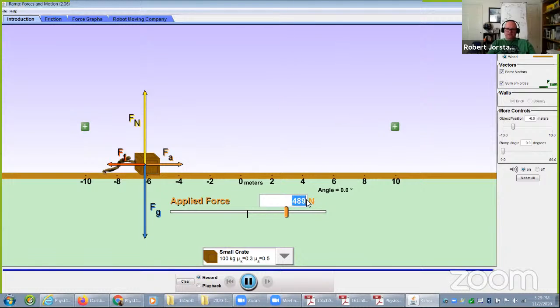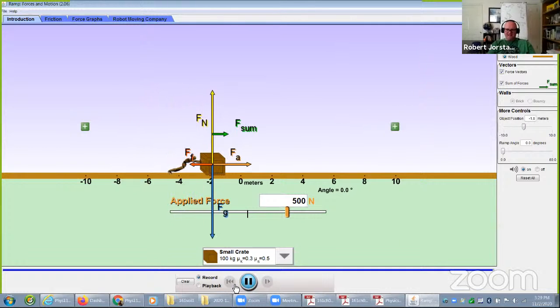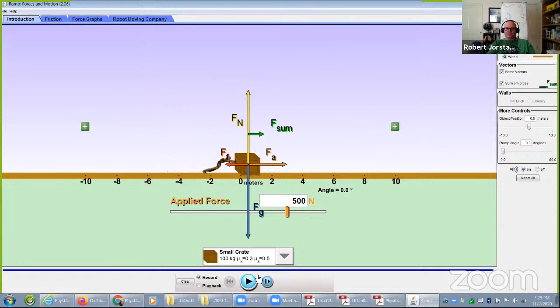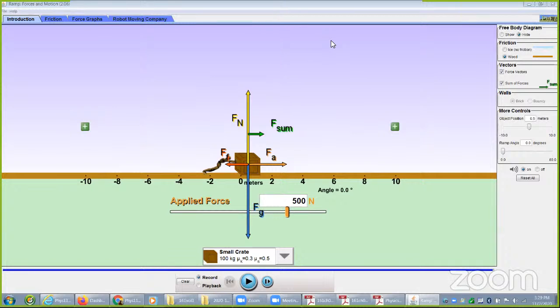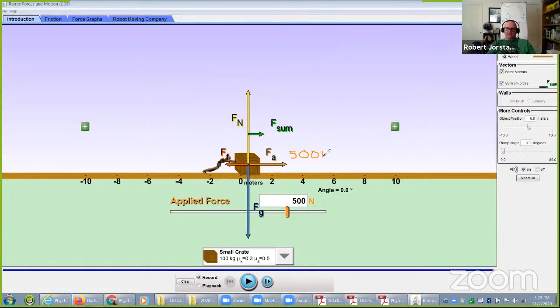Or actually, let's just take this up to 500, okay? Now when I hit enter, let's see what happens. Watch the frictional force carefully. Did you see that? What happened to the frictional force? It went from bigger to smaller. Yeah, estimate how big it is. If this one's 500 newtons, what do you think the frictional force is if you had to estimate?